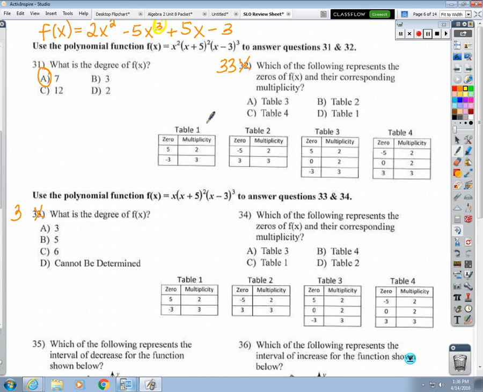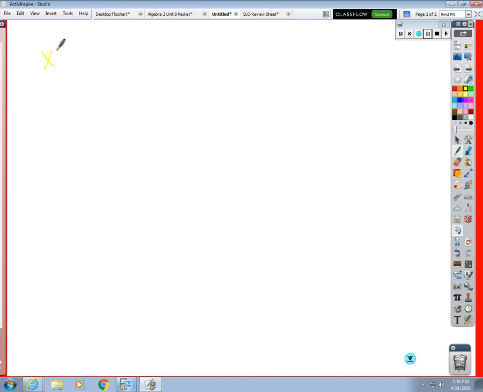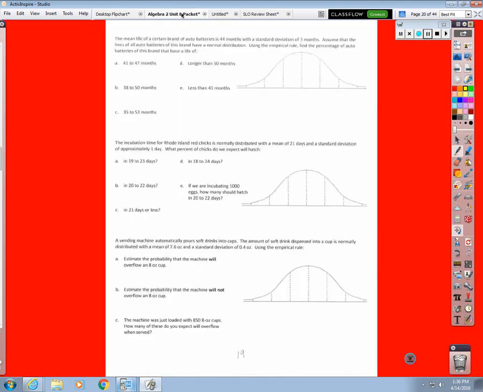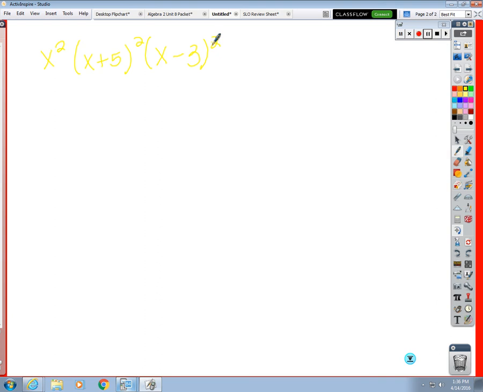Now, let me try to explain why. If I took x squared, x plus 5 squared, hold on, let me get to a different page. x squared, x plus 5 squared, and then the last one was x minus 3 cubed, right? x minus 3 cubed, yes. Oh, okay. If I wrote out x plus 5 squared, wouldn't it look like this? And if I wrote out x minus 3 cubed, wouldn't it look like this?